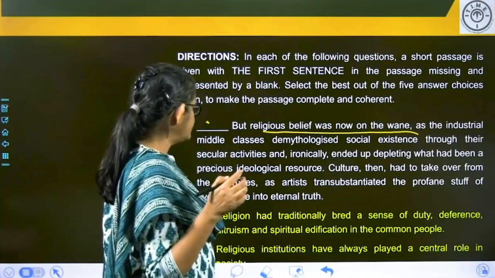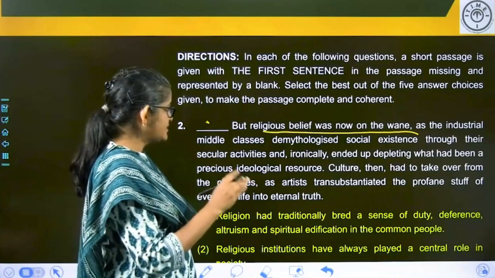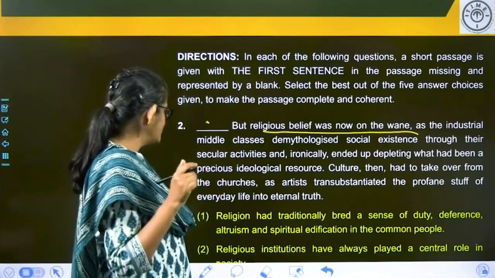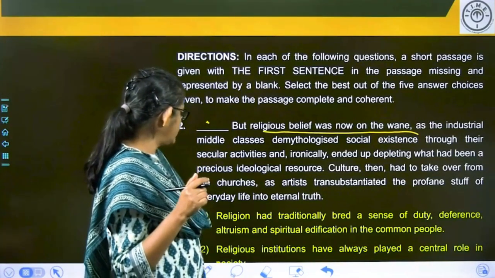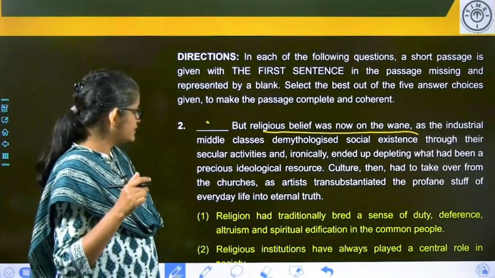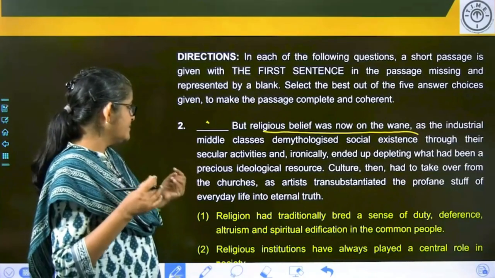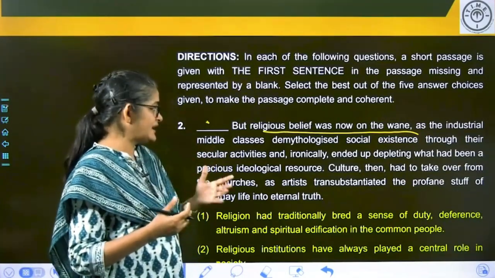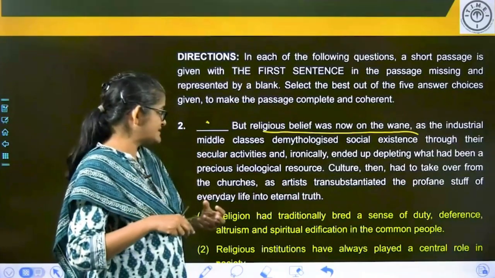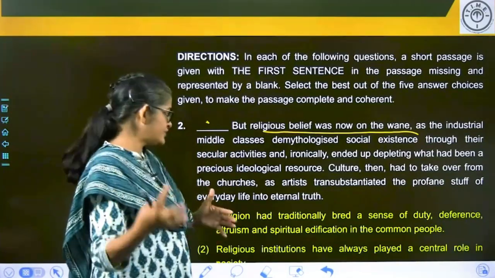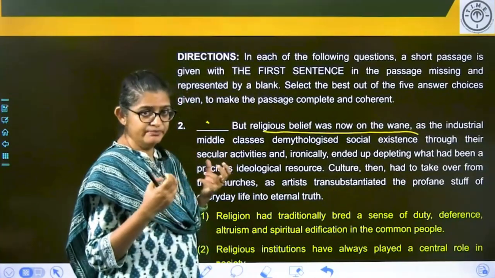Okay. Religious belief was now on the wane as the industrial middle classes demythologized social existence through their secular activities and ironically ended up depleting what had been a precious ideological resource. So, religion was a rich resource of ideologies, but the industrial middle classes demythologized, they separated social existence from mythology and religion and thus deprived society of a precious resource.